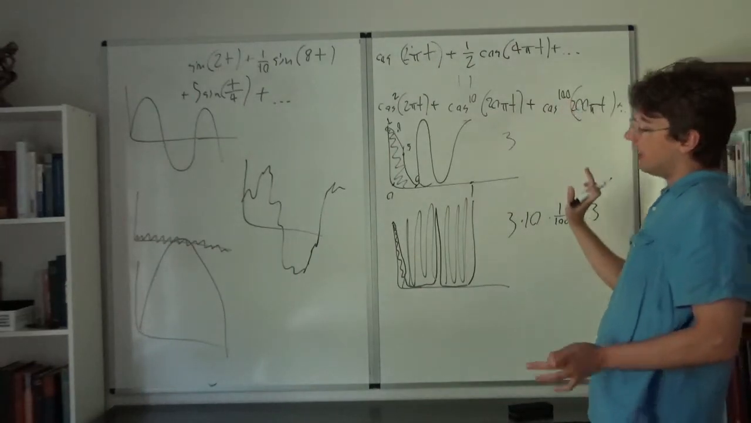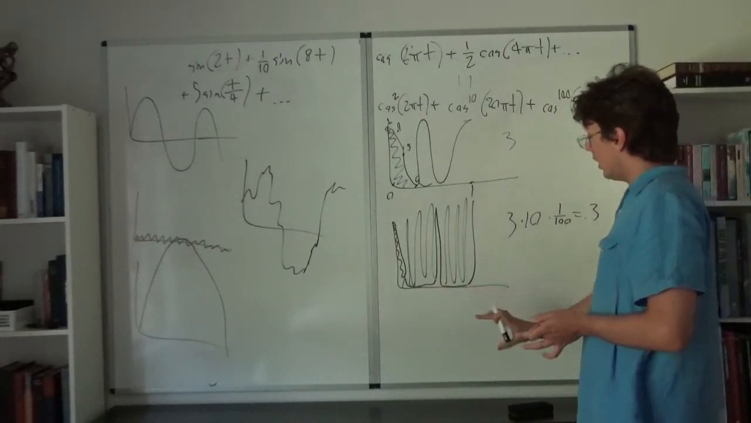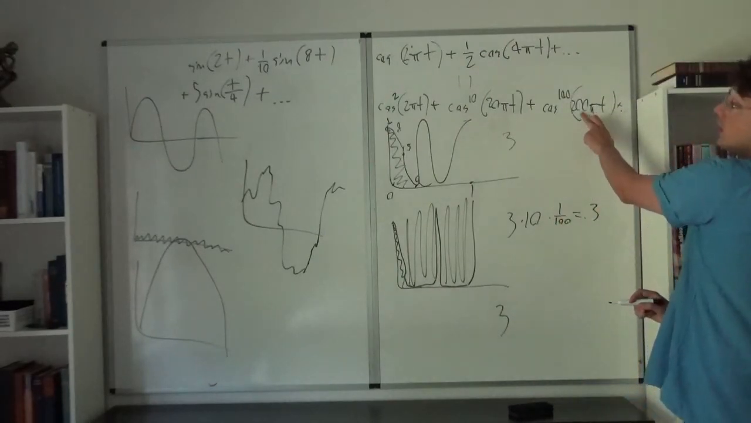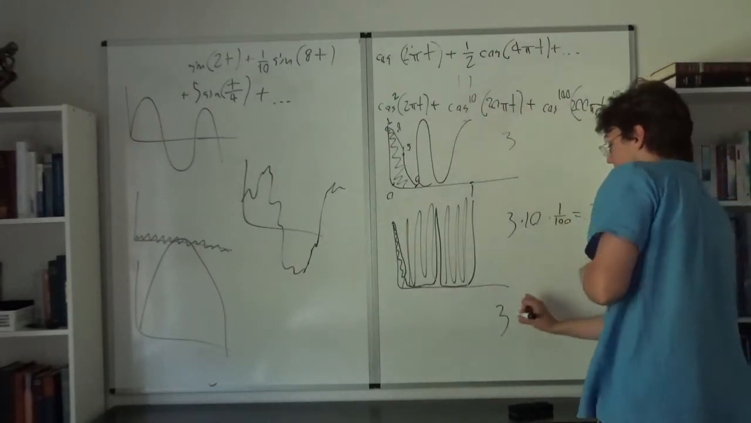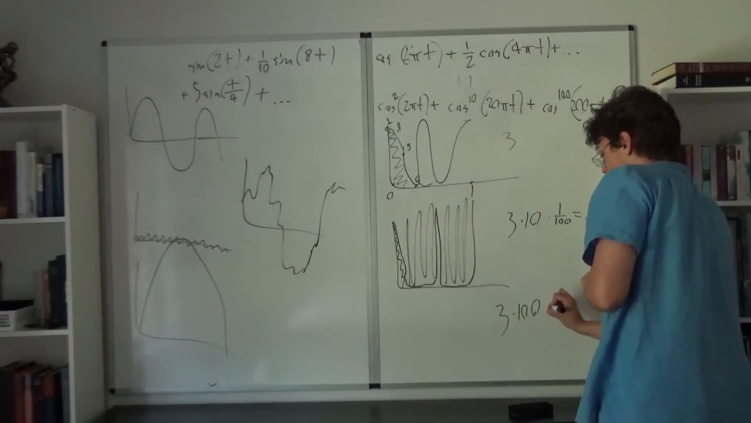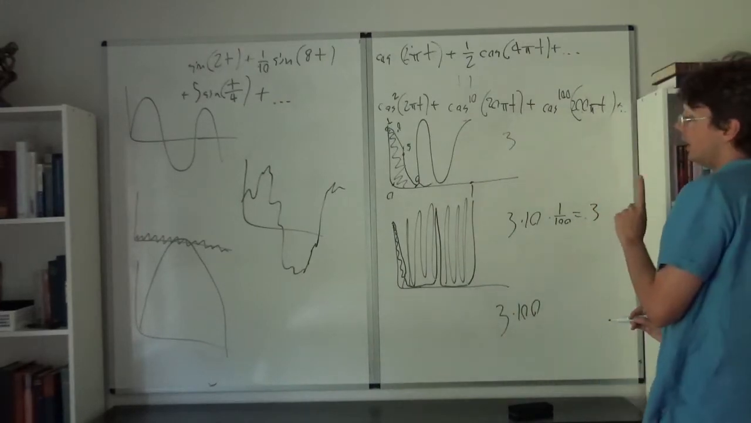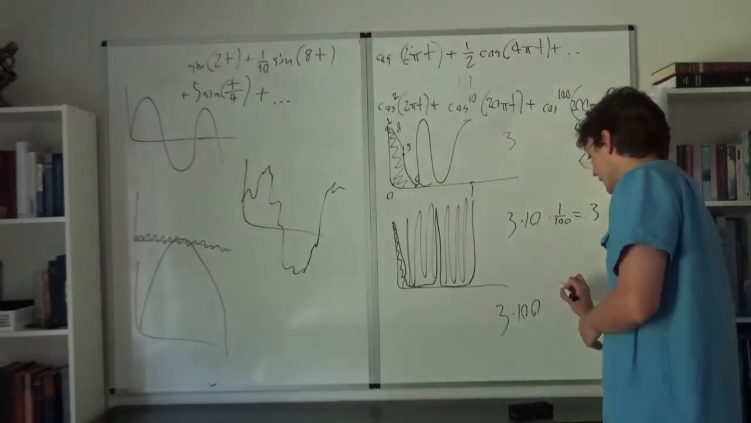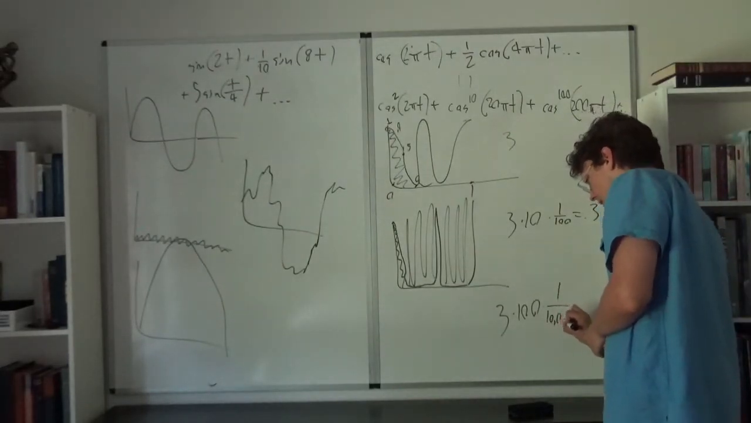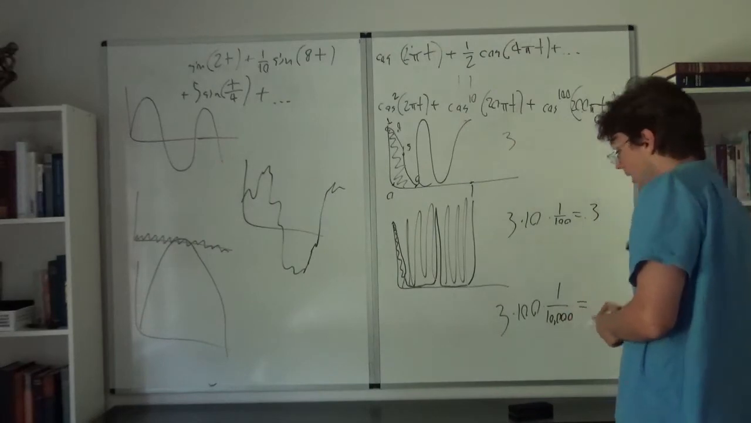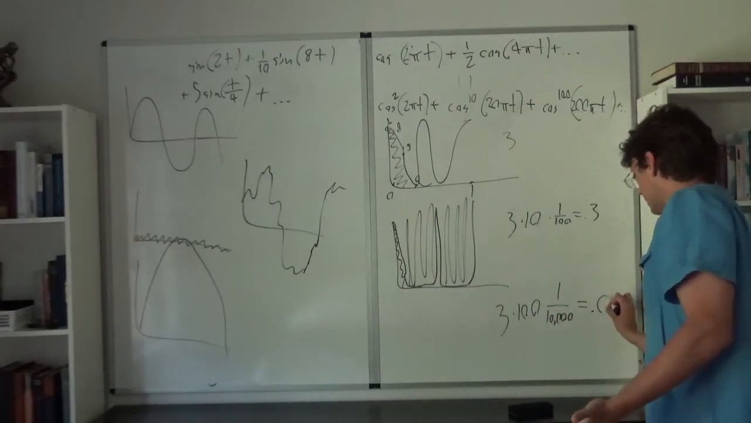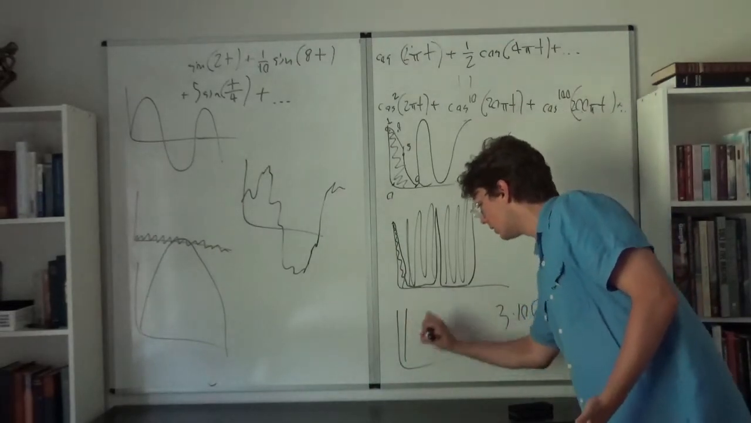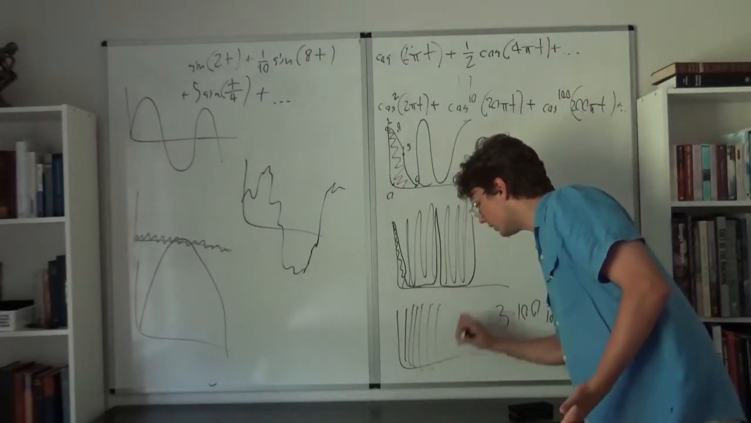It's going to be, let's say, 100 times as many spikes in this case, but each of those spikes, instead of being 1/100th as big, is 1/10,000th as big. Okay? So this gets you 0.03 for the next one, which is just a whole bunch of spikes like that.